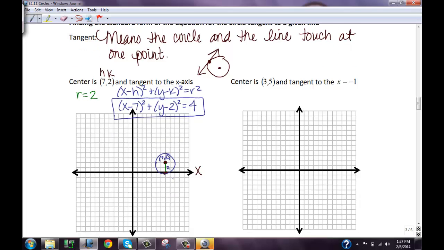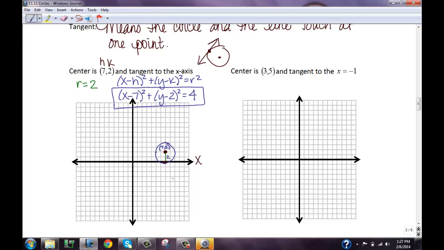This one says the center is 3, 5. So I already know my h and my k. All I need to figure out is my radius. And this one says it's tangent to the line x equals -1. So the first thing I need to do is graph this line. Now, x equals -1 has no y value. So that means it's a straight vertical line through -1. So I'm going to graph this vertical line.